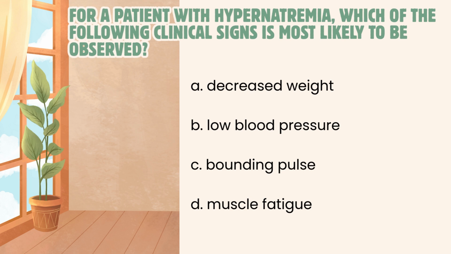For a patient with hypernatremia, which of the following clinical signs is most likely to be observed? A. Decreased weight. B. Low blood pressure. C. Bounding pulse. D. Muscle fatigue. 5 seconds.